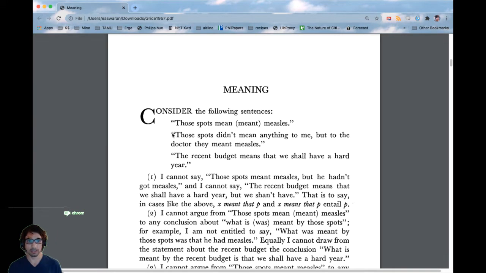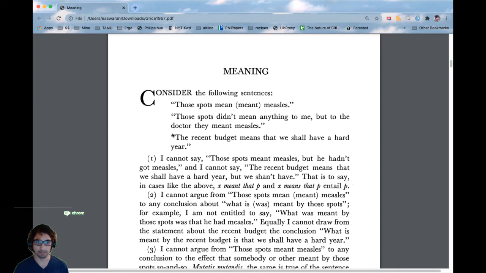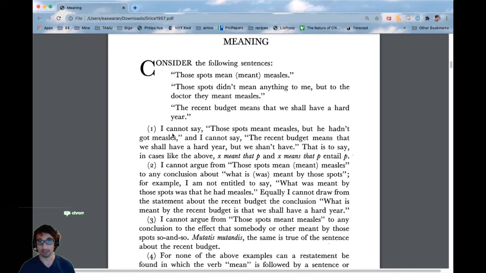Okay, so consider the following sentences. Those spots mean measles, or those spots meant measles. Those spots didn't mean anything to me, but to the doctor they meant measles. The recent budget means that we shall have a hard year. And here he's giving examples of one type of the use of the word meaning.